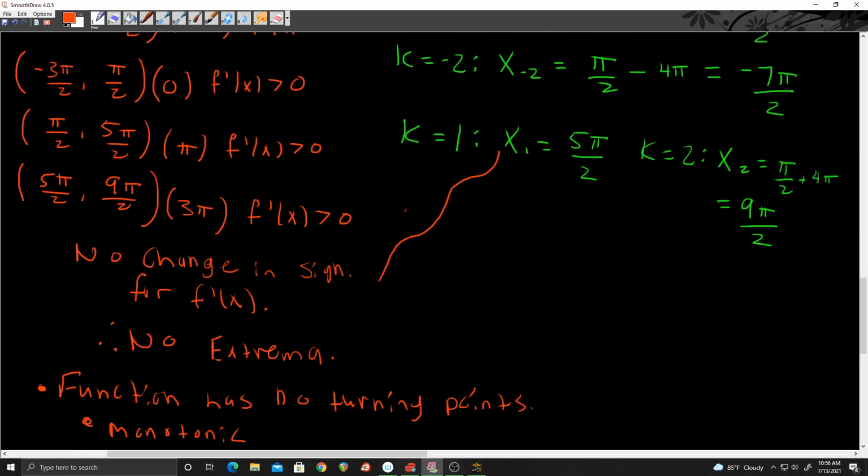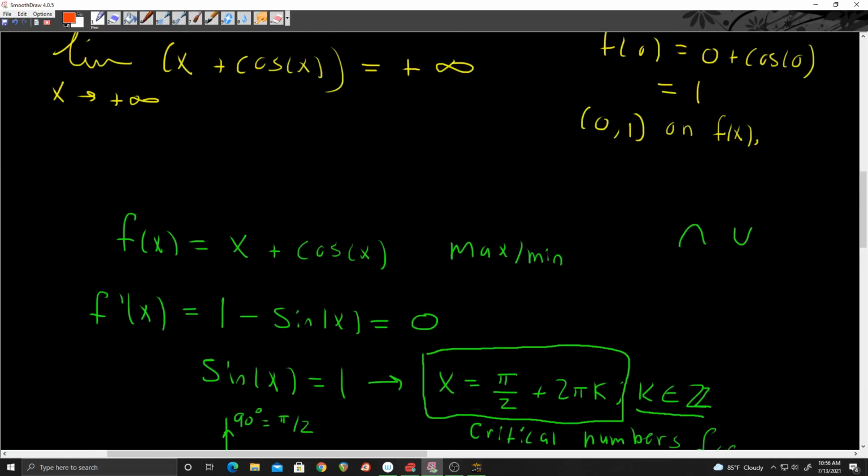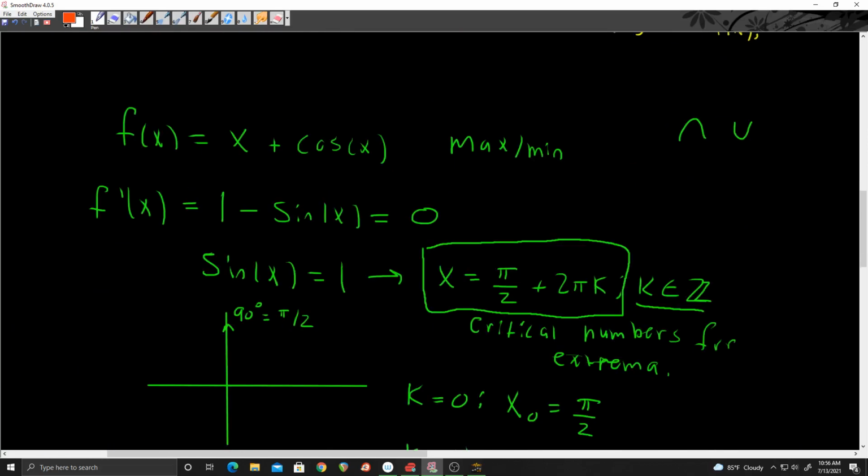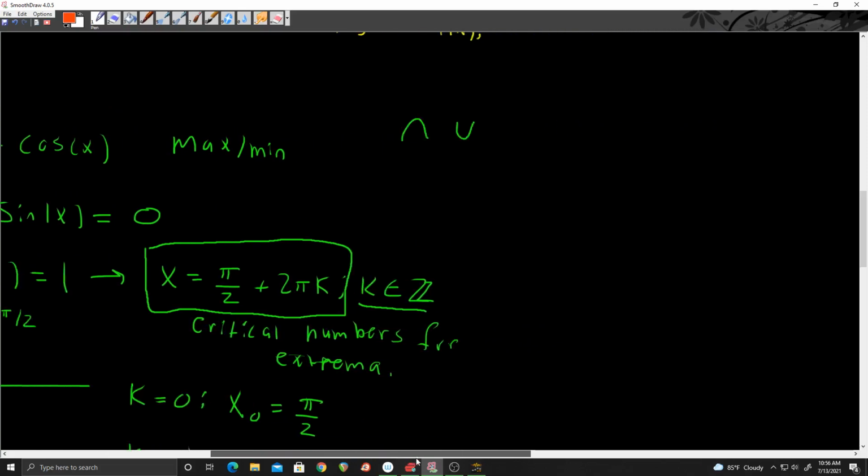We can see just from this graph that the concavity does change. So let's see if we can find where the concavity changes. We're going to do the same process, but with the second derivative now. So here's my first derivative. Let me come over here and rewrite the first derivative.